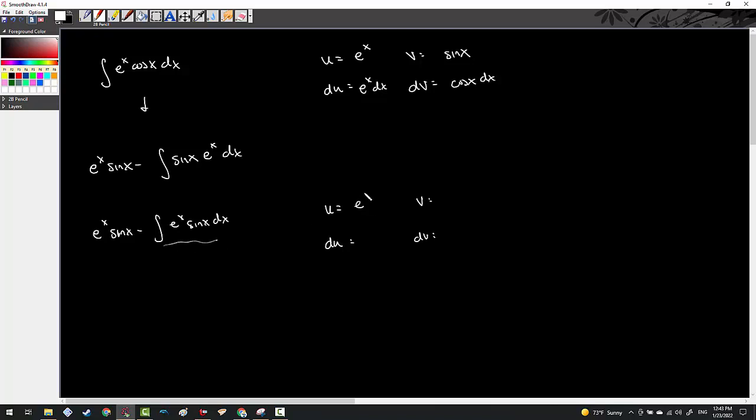So u is going to be e to the x again. du will be e to the x dx. dv will be sine x dx. The integral of sine x, be careful, is negative cos x dx.